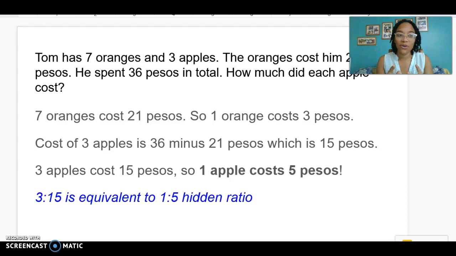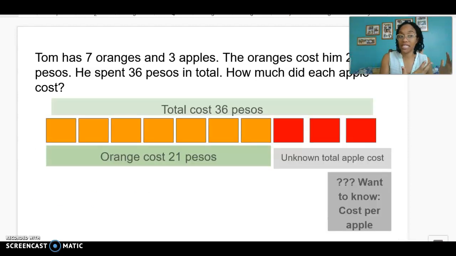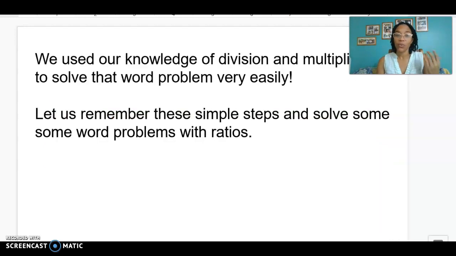But you also might have noticed that there's a hidden ratio in this problem. 3 to 15 is equivalent to 1 to 5. This type of simplifying uses division. So we can think of this as a division problem, and we can think of this as a ratio problem. At the end of the day, as long as we find the information we didn't know and the information we were looking for, it's all good. We used our knowledge of division and multiplication to solve that word problem very easily.